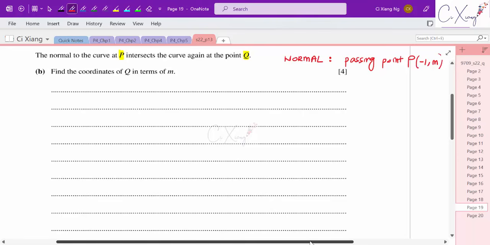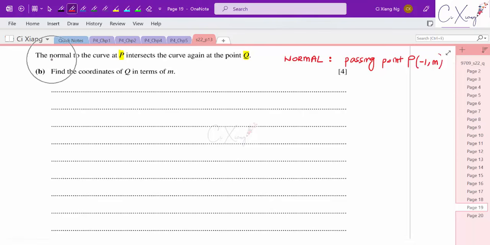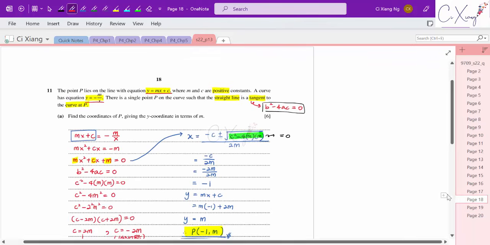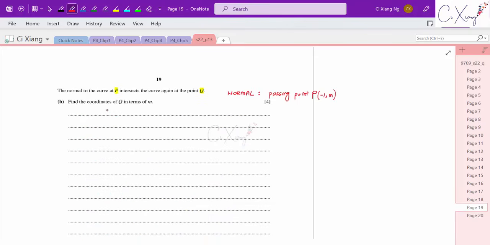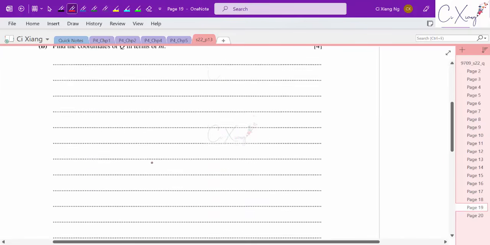Okay, then we are talking about the normal in this case, right? And just now we know that y equals mx plus c is basically the tangent to the curve. So the gradient of the tangent is basically equal to m. And now I want to use it in our part B. Okay, all right, so let's start.